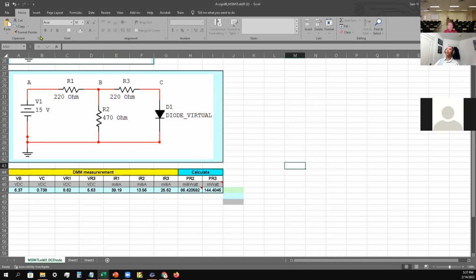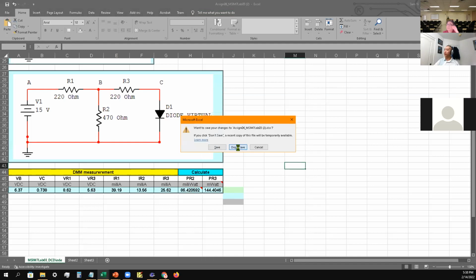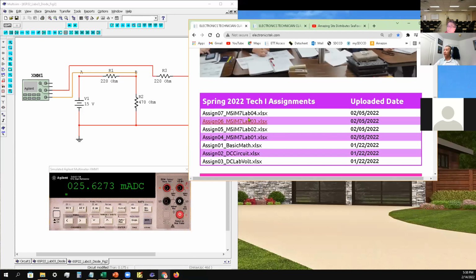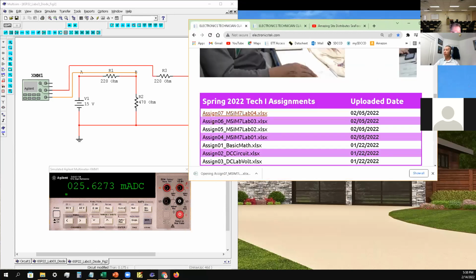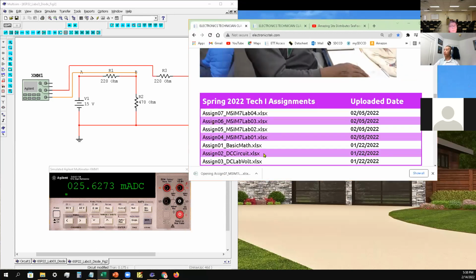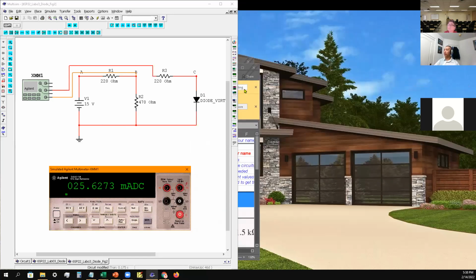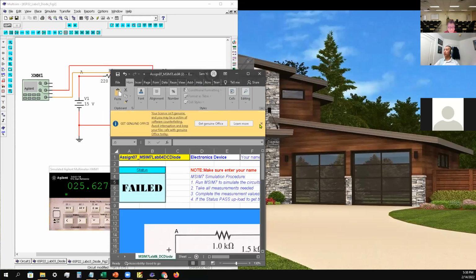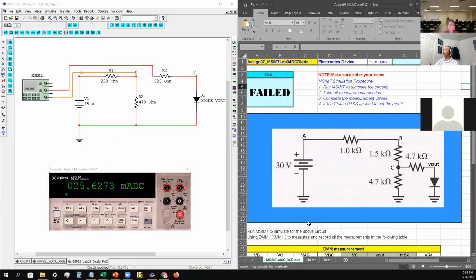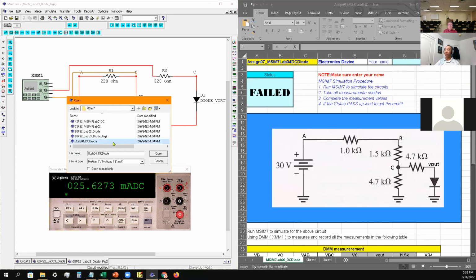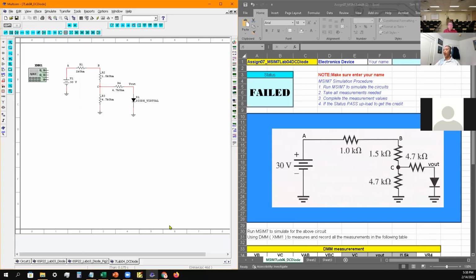Okay. Perfect. All right. So that's number 6. Let me go ahead and close this. Don't save. Okay. So next thing we want to do is look at assignment 7. Enable editing. This one here. So 7 we're going to be doing. Open assignment 7. So this one's with diodes and all that.